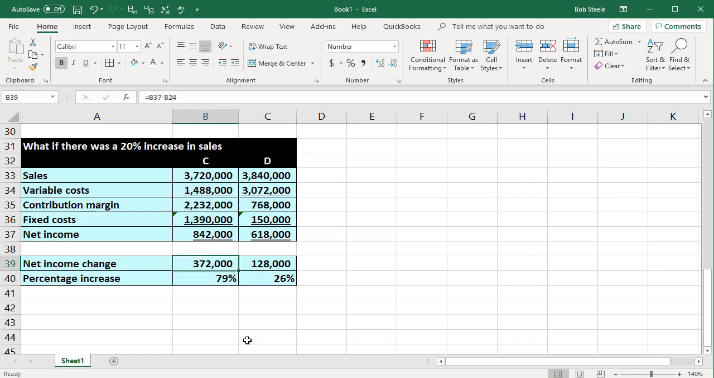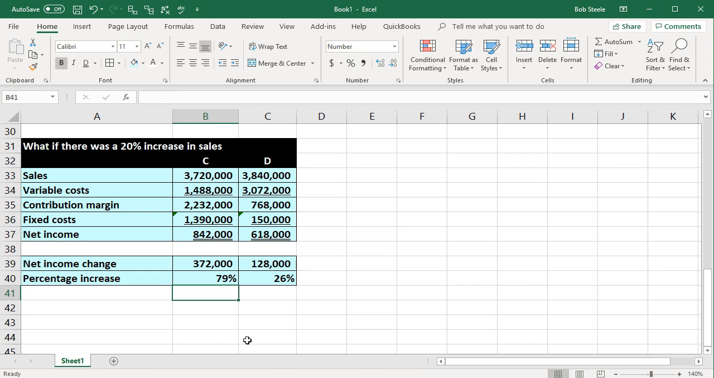Well, what if we're comparing companies of different sizes? We want to be able to also see the percentages and see what the effect of an increase in sales would be with relation to one company versus another company, even if their related income levels are much different. And we can do that with a percentage. We can say, okay, that's a big difference.